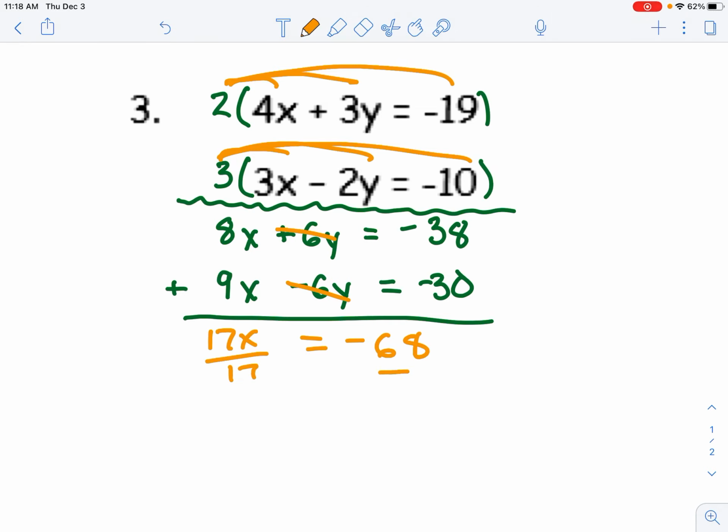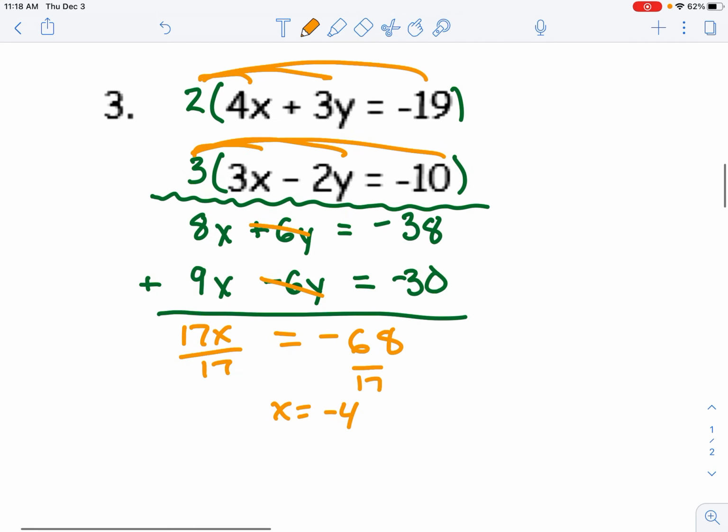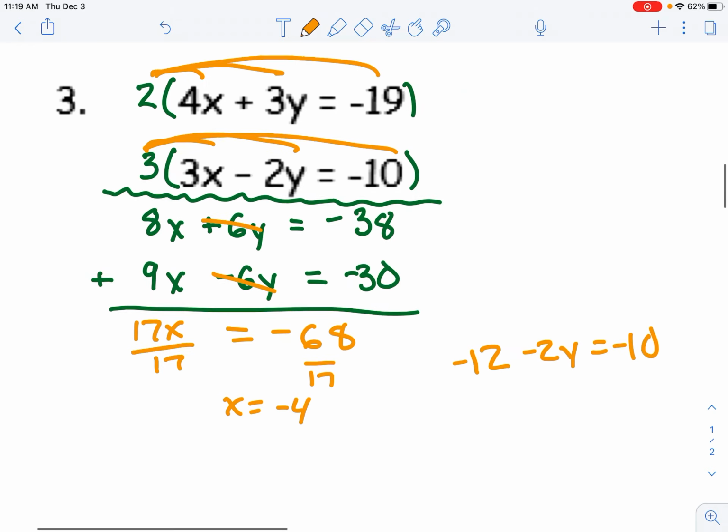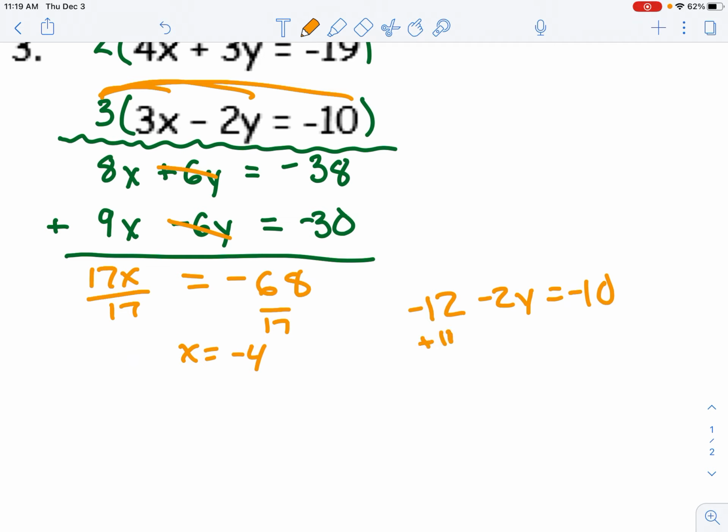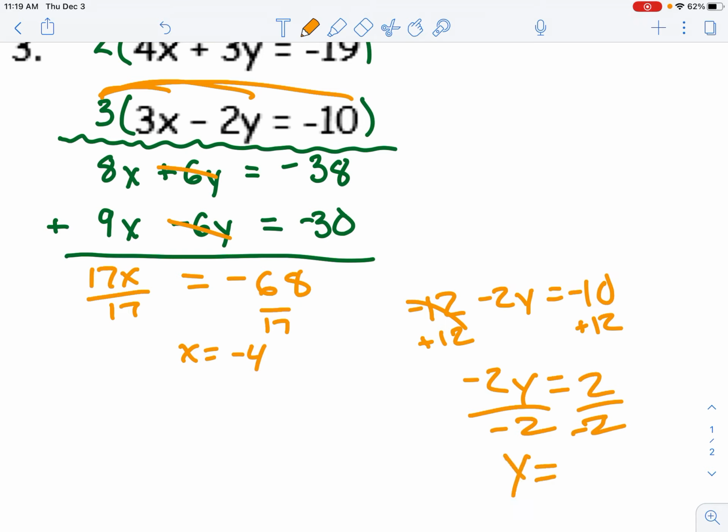Well, divide both sides by 17 then, and we get x equals negative 4. Now I can take that negative 4 and I'm going to plug it in right there. So 3 times negative 4, which would be negative 12, minus 2y equals negative 10. Now we just solve. So add 12 to both sides. Those cancel. We'll be left with negative 2y equals 2. Divide by negative 2. Y equals negative 1. So our ordered pair is 4, negative 1. Or sorry, negative 4, negative 1.